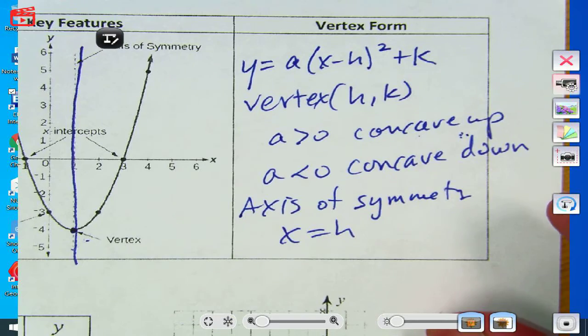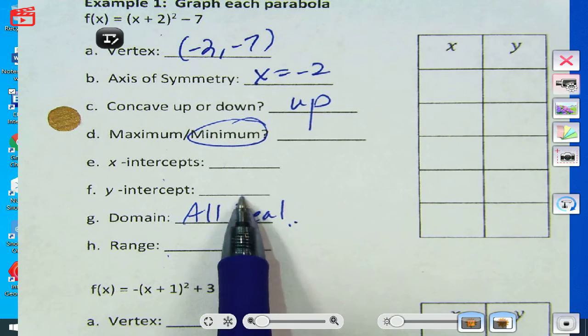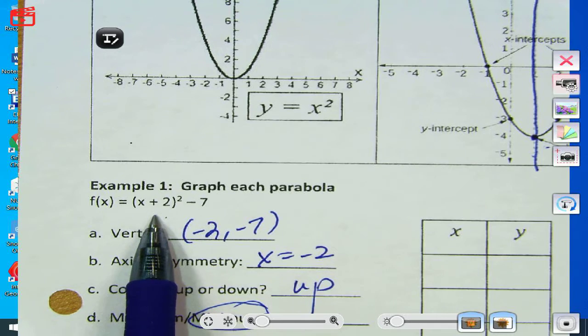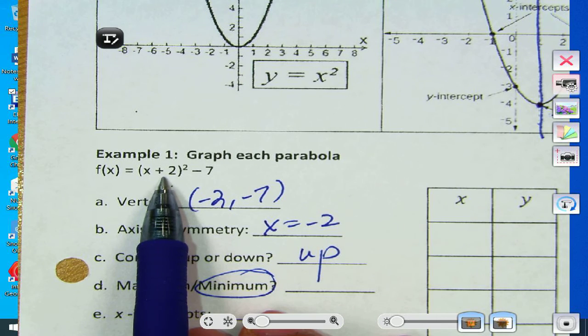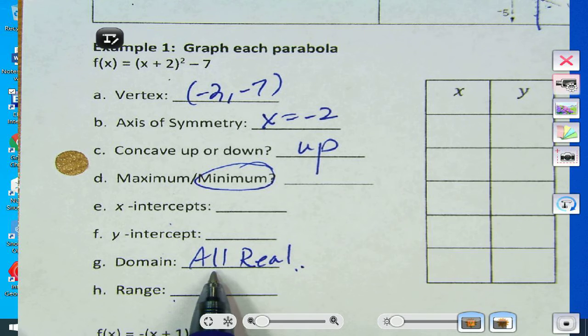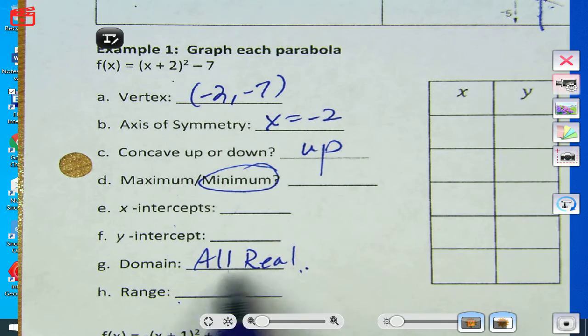All right, this is the parent function, y equals x squared. This is the basic shape, you saw this yesterday. Then you can do all kinds of things to it. X-intercept is where it crosses the x-axis. Y-intercept is where it crosses the y-axis. And you have a vertex, like you did for absolute values. And you have what's called an axis of symmetry, which cuts it in half.